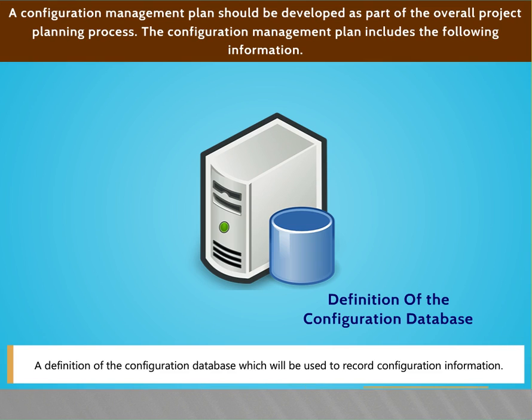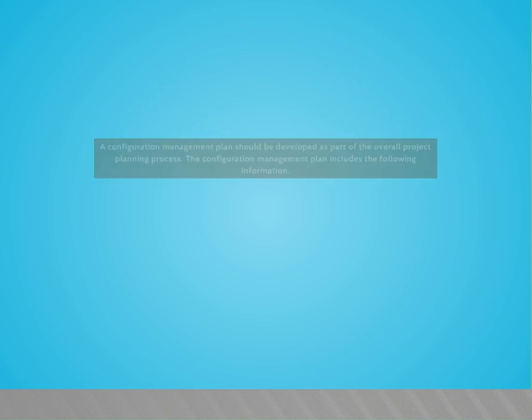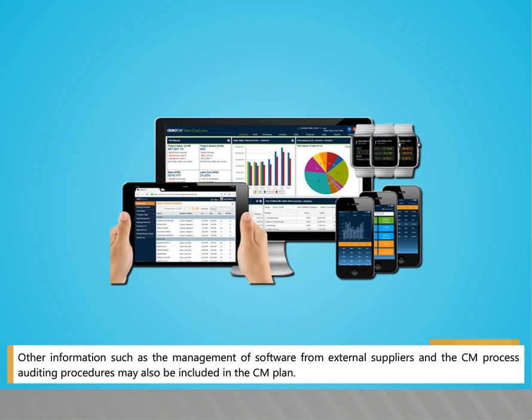A definition of the configuration database which will be used to record configuration information. Other information such as the management of software from external suppliers and the CM process auditing procedures may also be included in the CM plan.